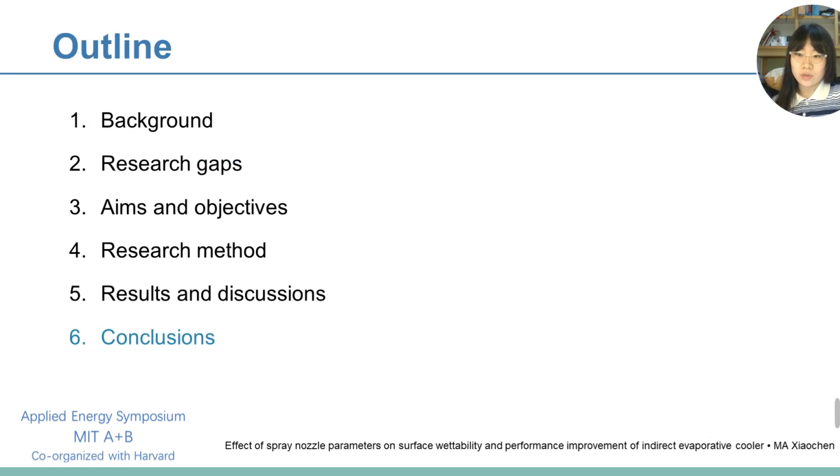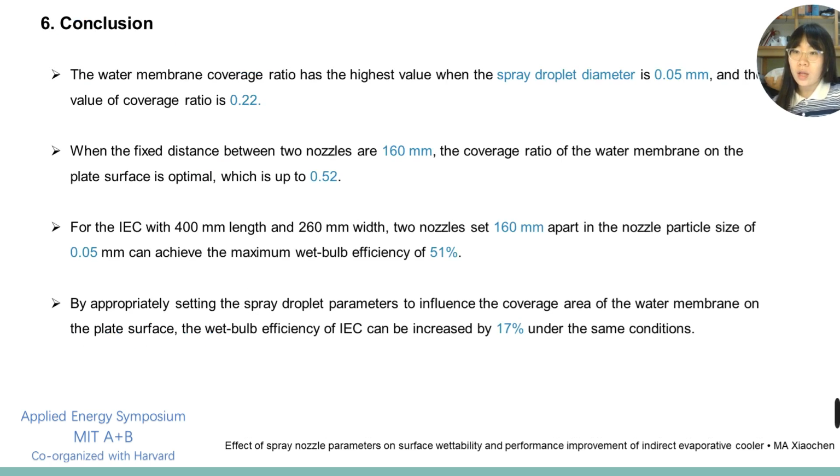And last part, the conclusions. To conclude, the water membrane coverage ratio has the highest value when the spray droplet diameter is 0.05 millimeters, and the value of the coverage ratio is 0.22. Second, when the fixed distance between two nozzles is 160 millimeters, the coverage ratio of the water membrane on the plate surface is optimal, which is up to 0.52.